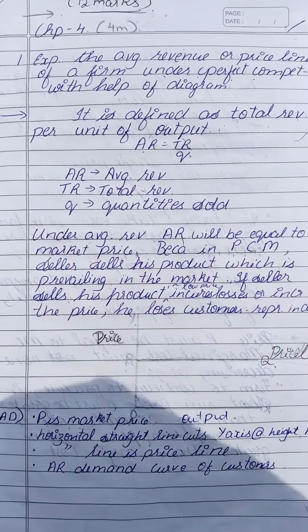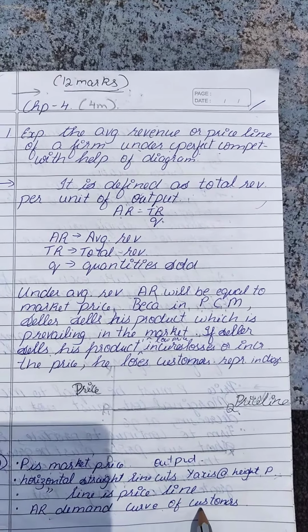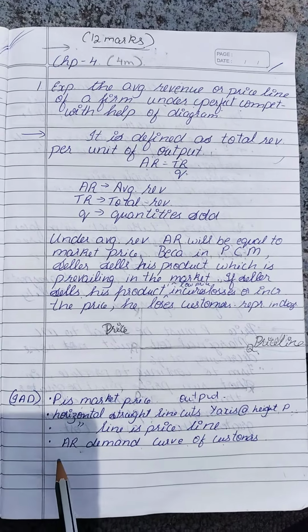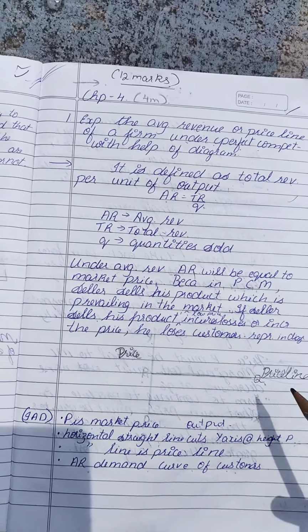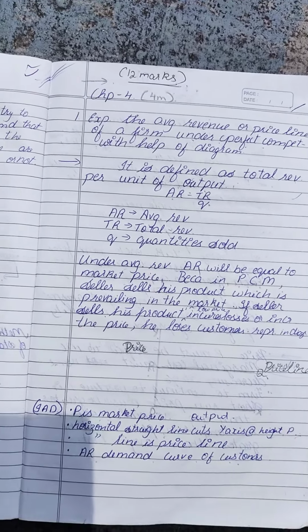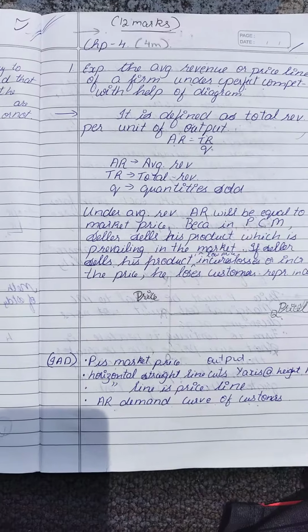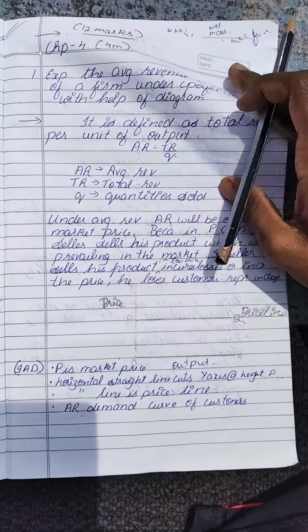Okay. Horizontal line is a price line, and then AR is the demand curve of the customer. So what is AR? AR is nothing but the demand curve of the customers. You can see over here AR is nothing but the demand curve of the customers. As being said, average revenue is the demand curve of the customer. So under the average revenue, AR will be equal to the market price.